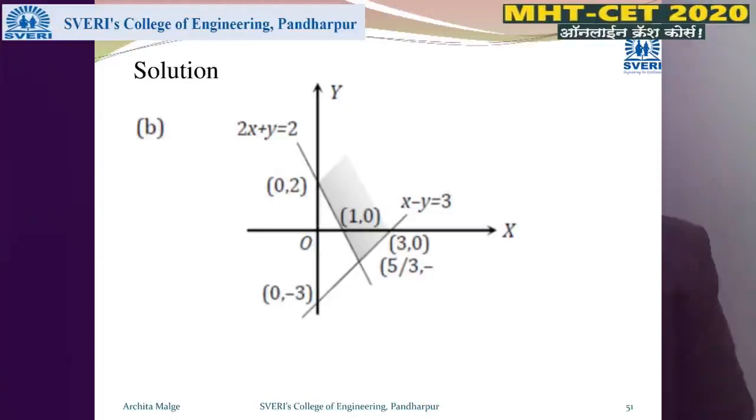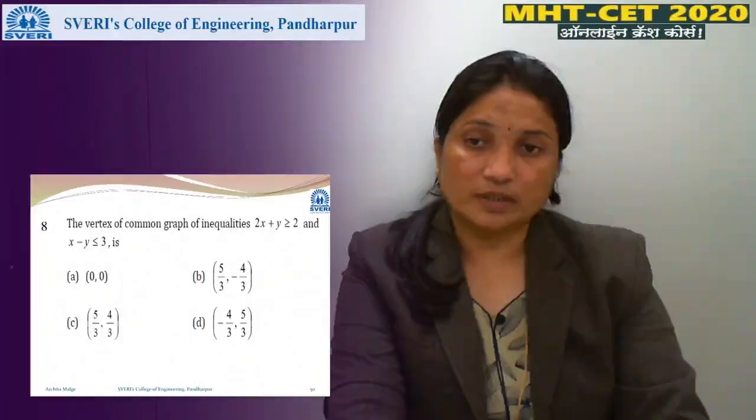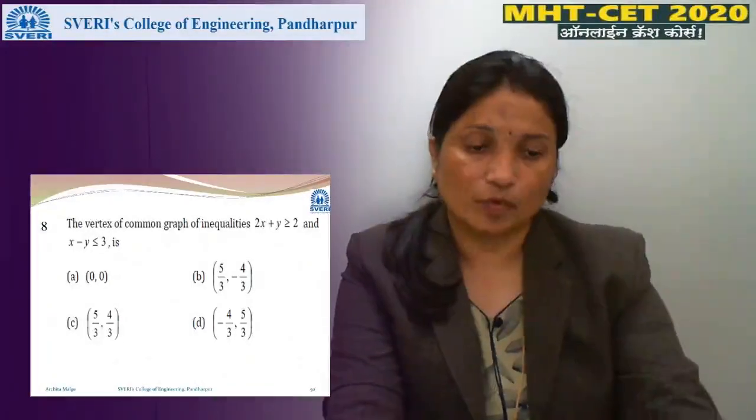And by using the next equation, x minus y is equal to 3, if x is 0, y will be minus 3, isn't it? And if y is 0, x will be 3. So points of intersection are 3, 0 and 0, minus 3, by using the line x minus y is equal to 3. So here we are getting the answer, option B, 5 by 3, minus 4 by 3.